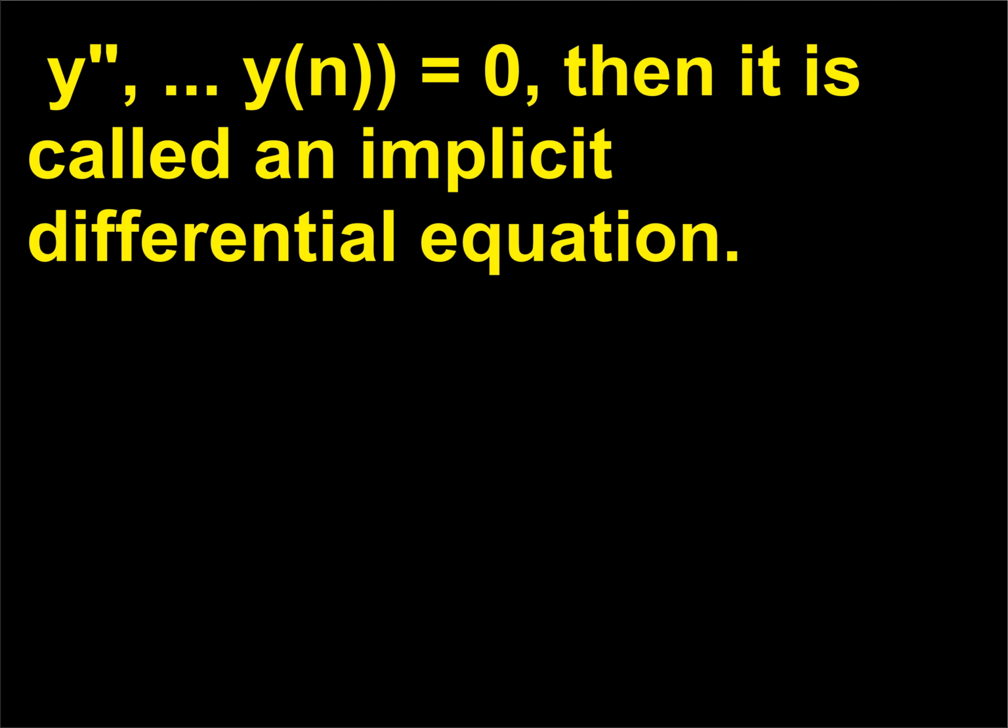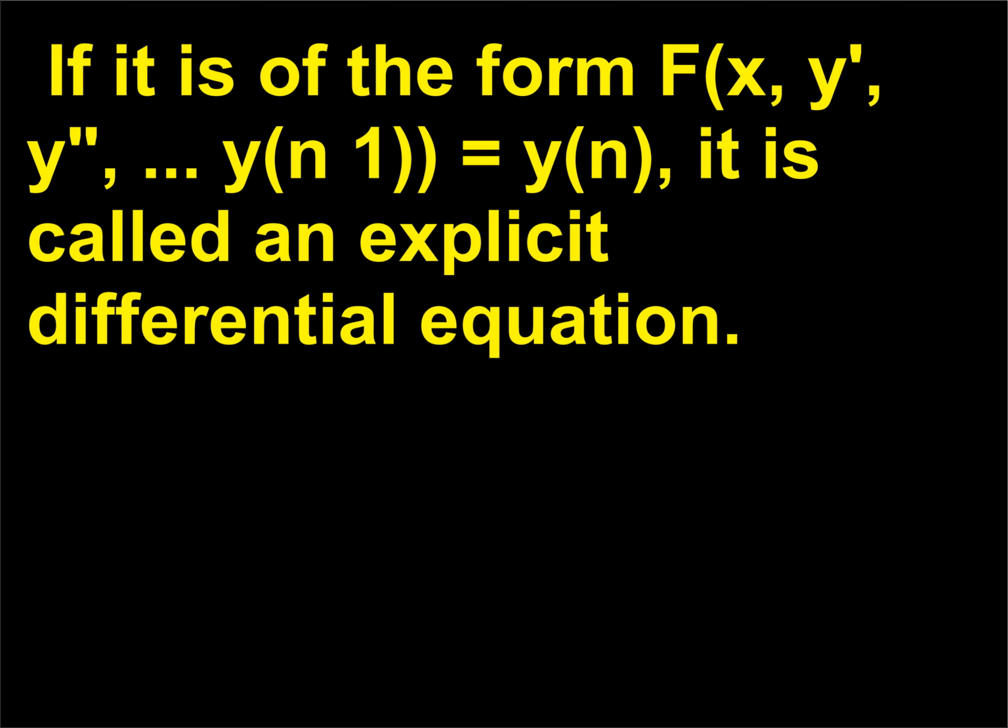n, equals 0, then it is called an implicit differential equation. If it is of the form f, x, y, and 1, equals y, n, it is called an explicit differential equation.